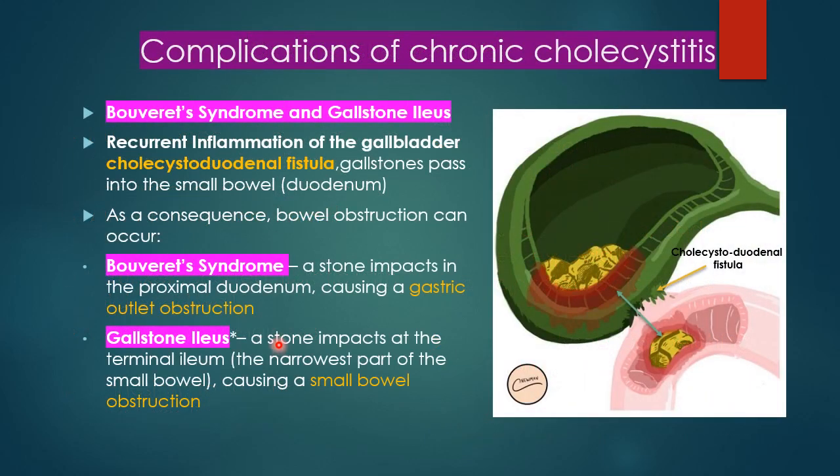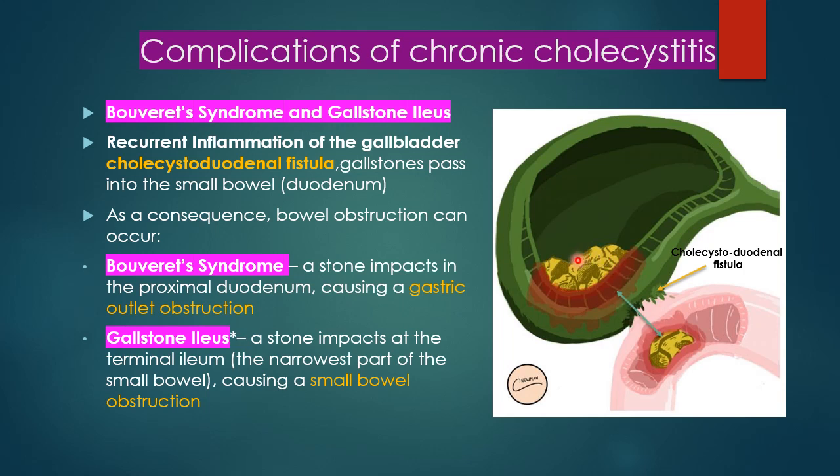Okay, what are the complications of chronic cholecystitis? The two common complications are Bouveret syndrome and gallstone ileus. Now, look at this picture. This is the gallbladder with chronic cholecystitis, and this is the duodenum. The gallbladder, the fundus and the body, lies on the first part of the duodenum. So in chronic cholecystitis, when the wall is chronically inflamed, dense adhesion develops between the wall of the gallbladder and the duodenum. Okay, these arrows here show the adhesions.